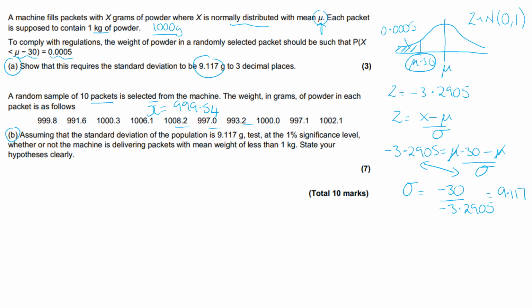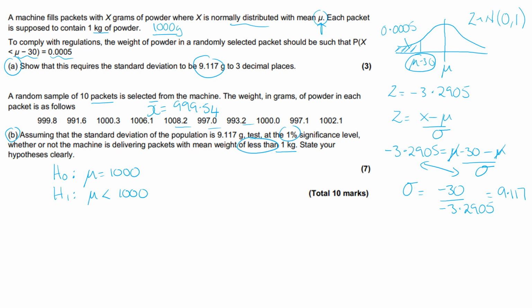Now, stating our hypotheses, it says here that we need to use a 1% significance level whether or not the machine is delivering packets with a mean weight of less than 1 kilogram. Because of this wording, less, we're going to be doing a one-tailed test. Our null hypothesis is we are assuming that mu is still equal to 1,000, and H1, because of that wording, is that we think it's less than 1,000. Now, our sample has got a mean of 999.54, which is less, so we need to use the 1% level.